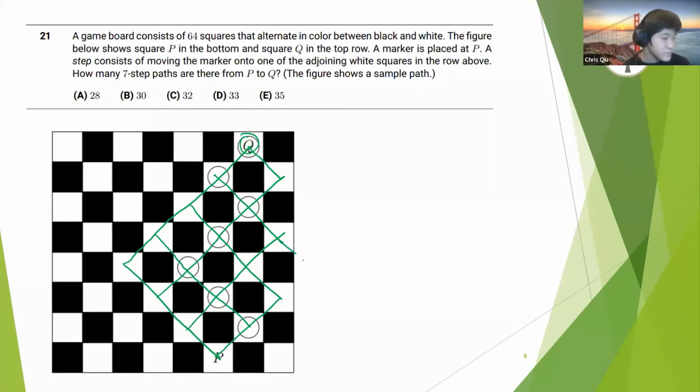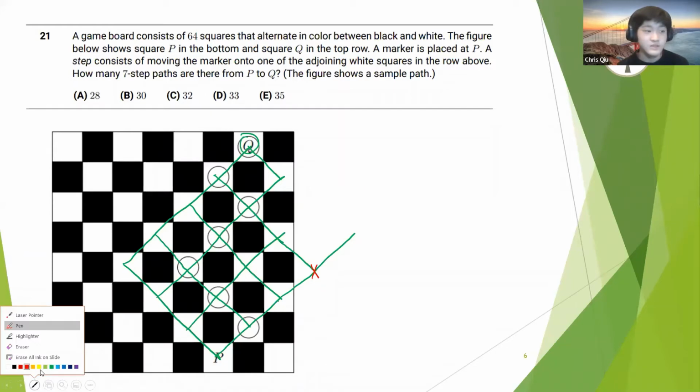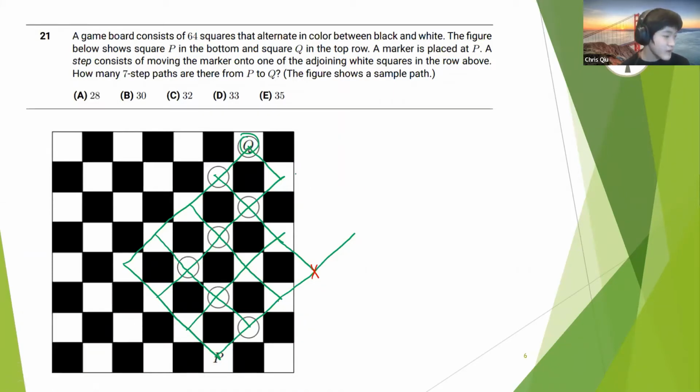Our marker cannot move to this square. If our game board were extended, this square would be a white square, but our board is not extended, so this square doesn't exist. So here we have a square that is kind of like deleted. Similarly, we have these squares, to finish up our rectangular grid.